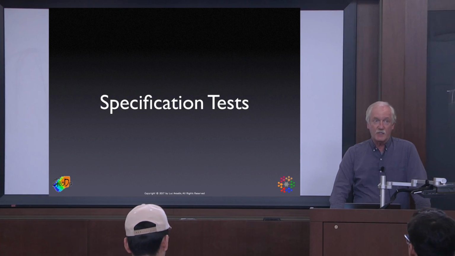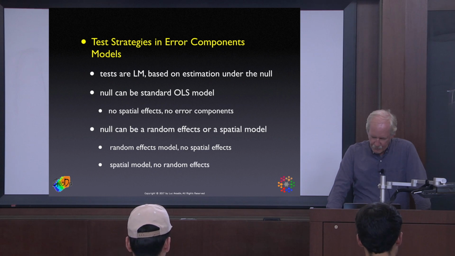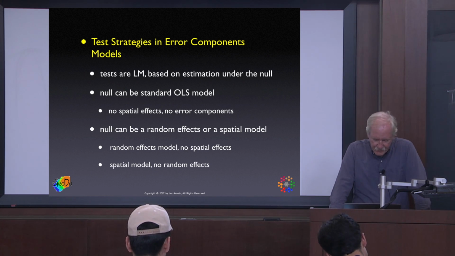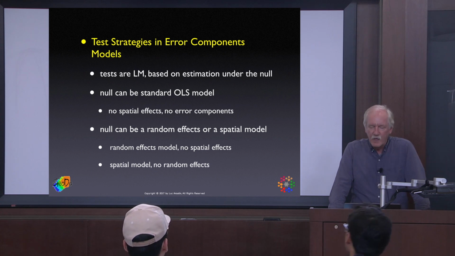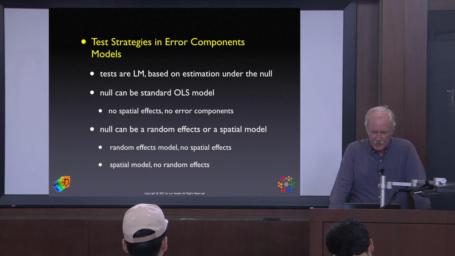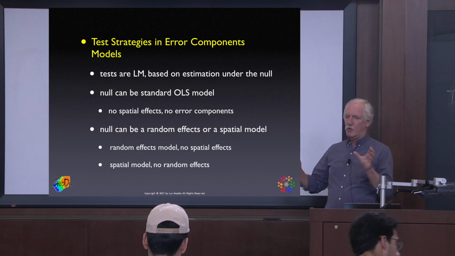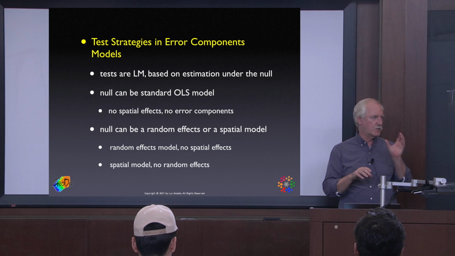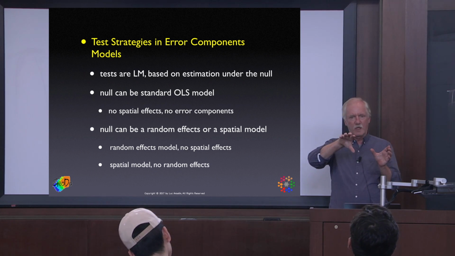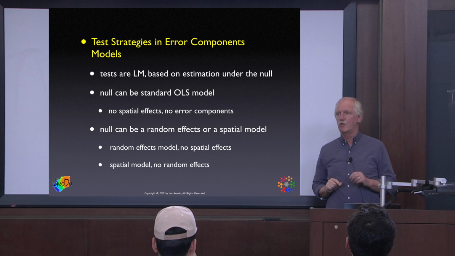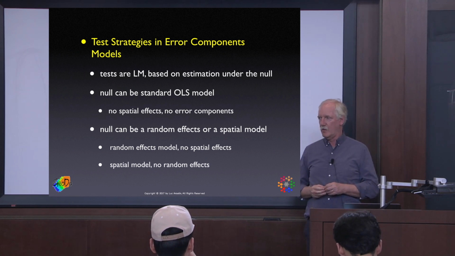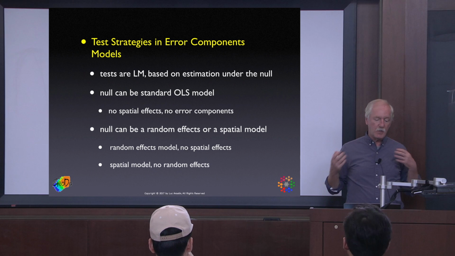So then the specification tests, just to close, this gets really, really unwieldy in terms of notation. It's basically a mess, and that's why I don't want to spend too much time on it. So the tests are all Lagrange multiplier tests, and so it's always the same principle. You get the score, you get the information matrix. So the test is the score transposed, the inverse of the information matrix, and the score again, evaluated at the null. And that's the easy part, right? That's also the hard part here.